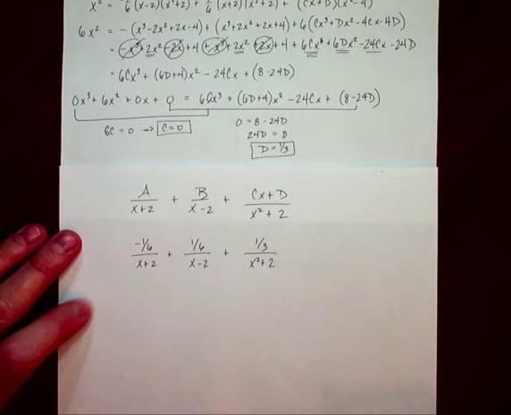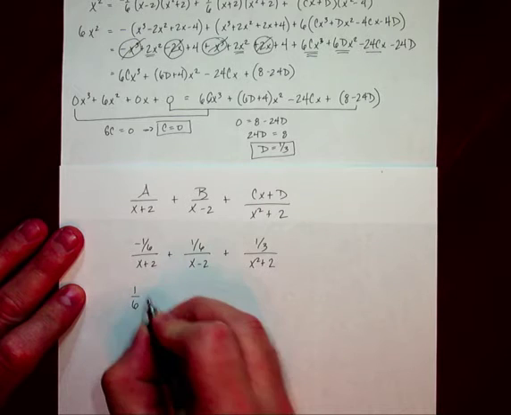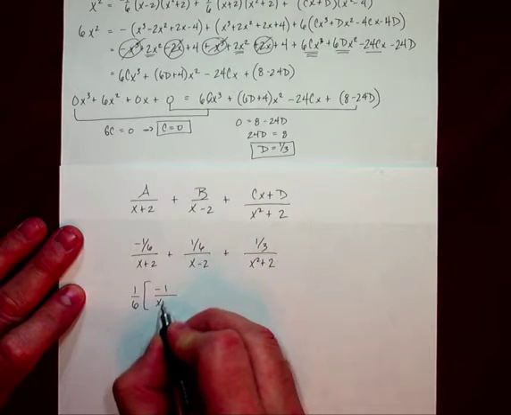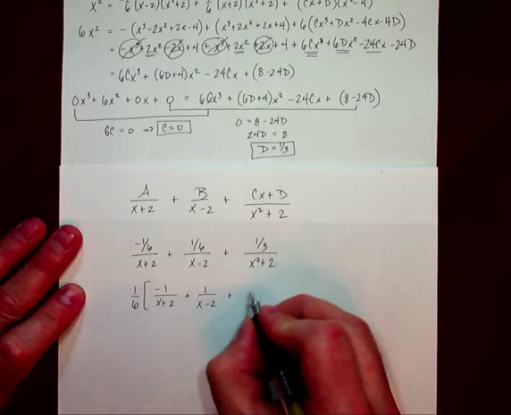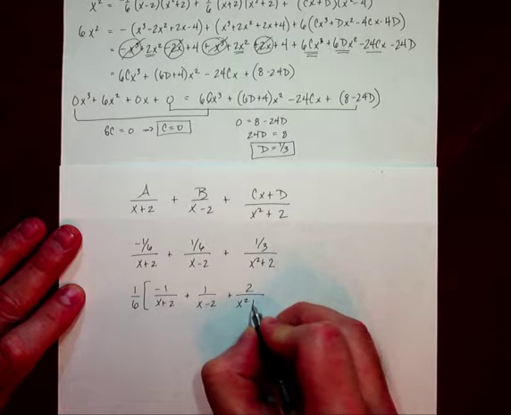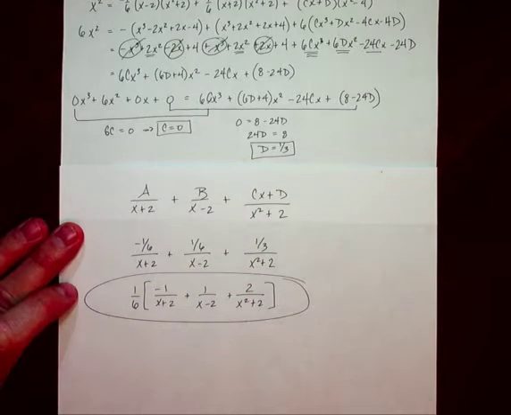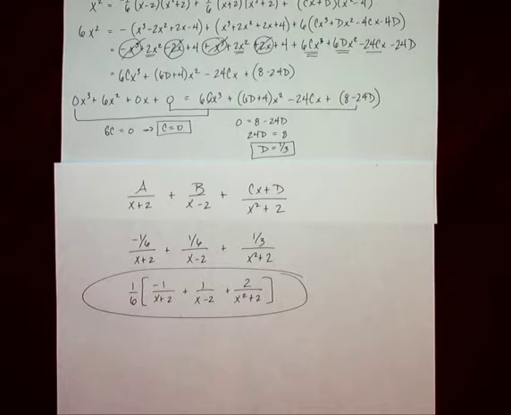Well, I don't like the fractions within a fraction, so what I'm going to do is factor out a 1/6 and just leave negative 1 over x plus 2, positive 1 over x minus 2, and 2 over x squared plus 2, and that is my decomposition. And so that of course is our first example of using an irreducible quadratic.